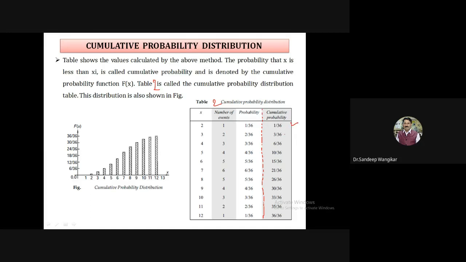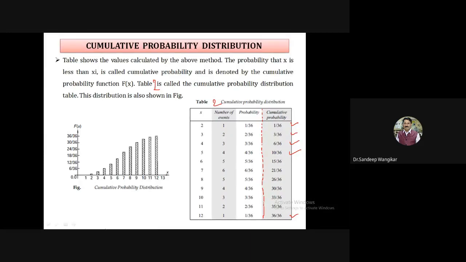x is equal to 3, or less than or equal to 3: 1 by 36 plus 2 by 36 will become 3 by 36. Just addition I am doing. So 3 plus 2 plus 1, x less than or equal to 4, is 6 by 36. 4 plus 3 plus 2 plus 1, so you can take here x less than or equal to 5, it is 10 by 36. If you proceed to the last, you will get 36 by 36, which is nothing but equal to 1. So this term is nothing but the addition of the probabilities up to that certain number x. This is called the cumulative probability.